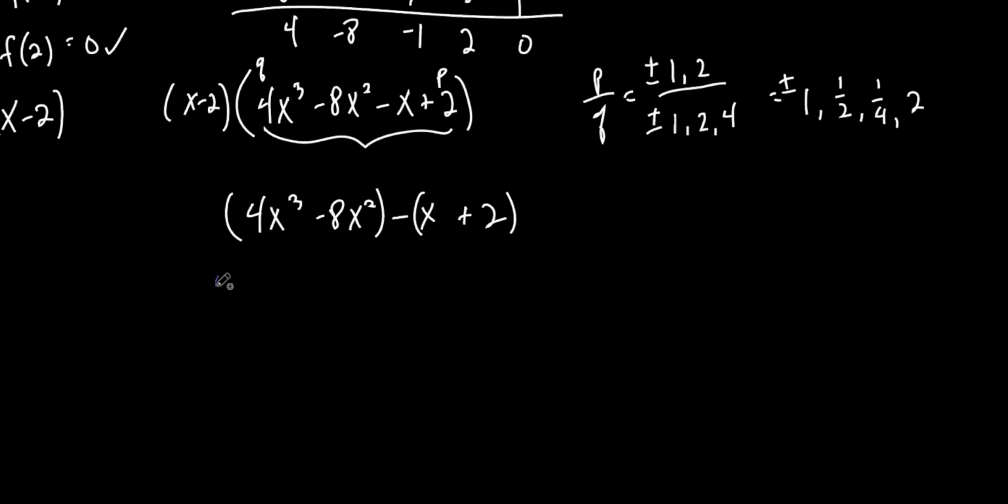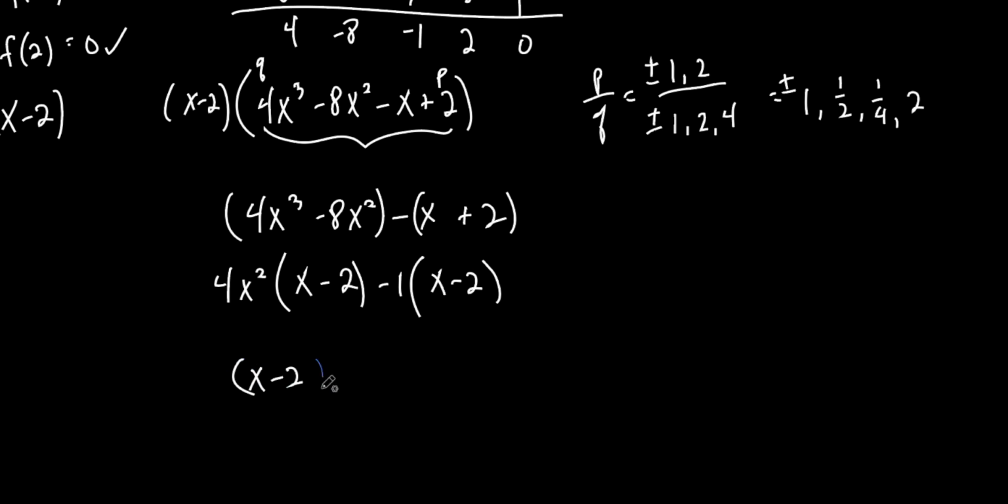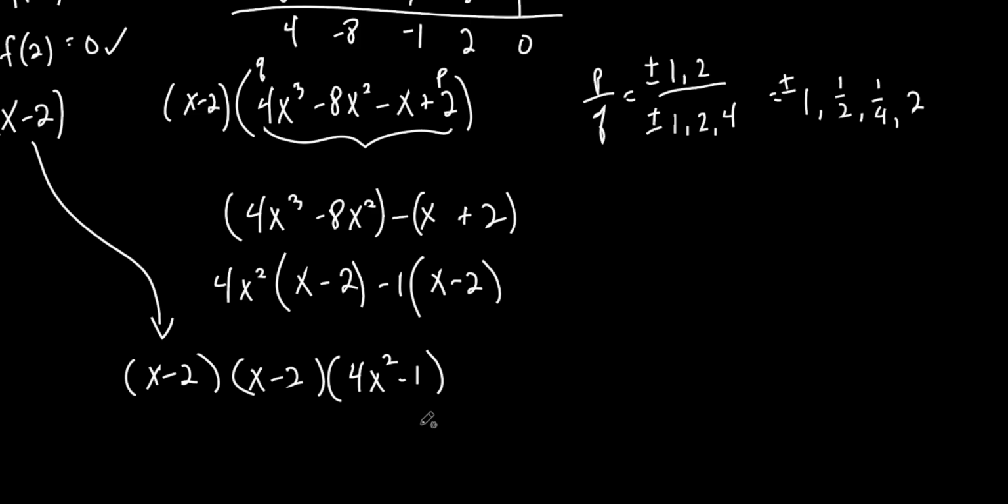What's in common with both of these? 4x squared. What's left over? Just an x, correct? Yep, x minus what? 2? Yep. And check this out. If I factor out a negative 1, what do I have? I got x minus 2. And then you take the x minus 2, you factor it, and you get 4x squared minus 1. Don't forget, there's another x minus 2, isn't there? From this thing, right?